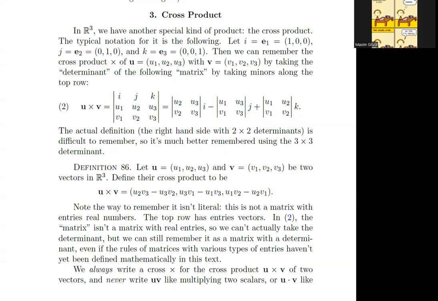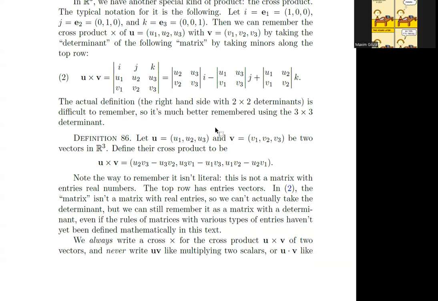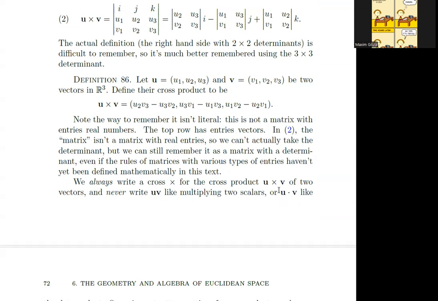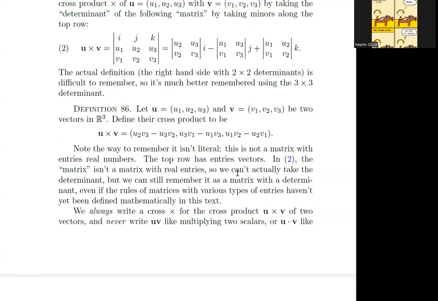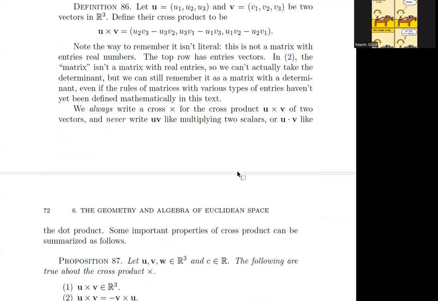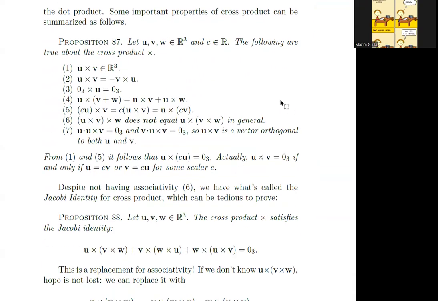The actual definition you could take to be this one, but this is harder to remember than just one 3 by 3 determinant. So you should probably just remember the 3 by 3 determinant. And that's summarized with this definition here. If we write out the components, it gets a little complicated. Right? U2 V3 minus U3 V2 in the first component, and so on. So we always write a cross for cross product, and again, never UV or like U dot V. These are very different products. U cross V gives a vector, and let's summarize in general some properties.